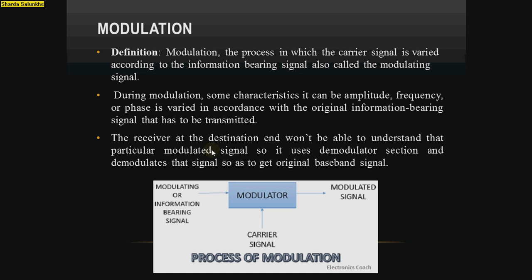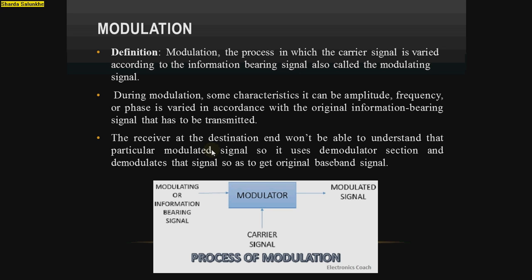Modulation. This is the basic term which we should know before starting digital communication theory. Modulation is the process in which the carrier signal is varied according to the information bearing signal, which is also called the modulating signal. During modulation, some characteristic of the signal, it can be amplitude, frequency or phase, is varied in accordance with the original information bearing signal that has to be transmitted.